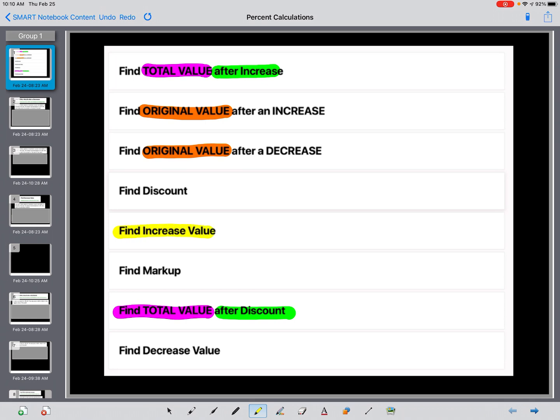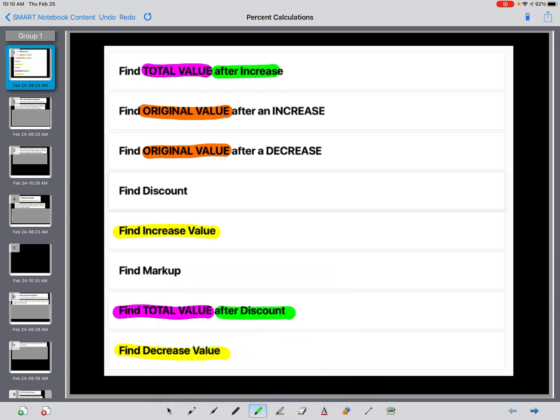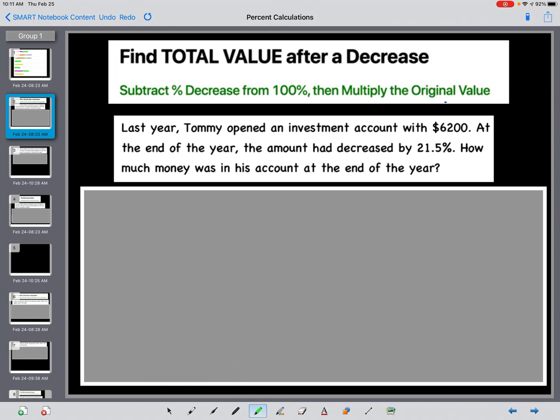So that would be finding the increase value or the decrease value. You can see particularly here's two types. Here's a decrease here, again, discount. We talked about that, right? And another increase called markup. Markup is a word for when companies increase the price of goods that they purchase so that they can make a profit and then resell it, of course. So let's start out with finding a total value after a change.